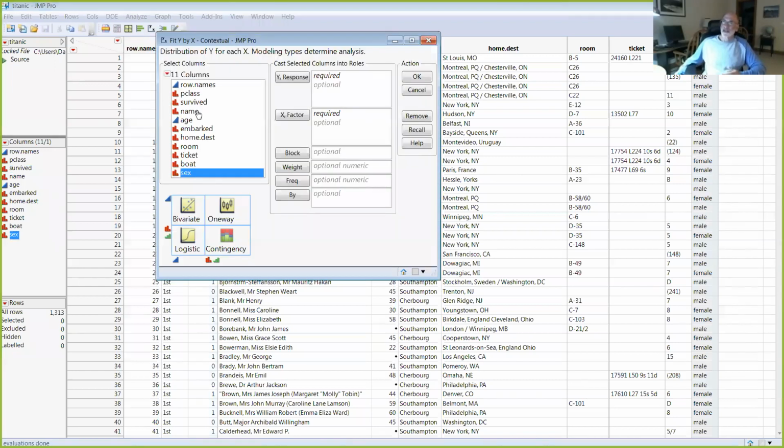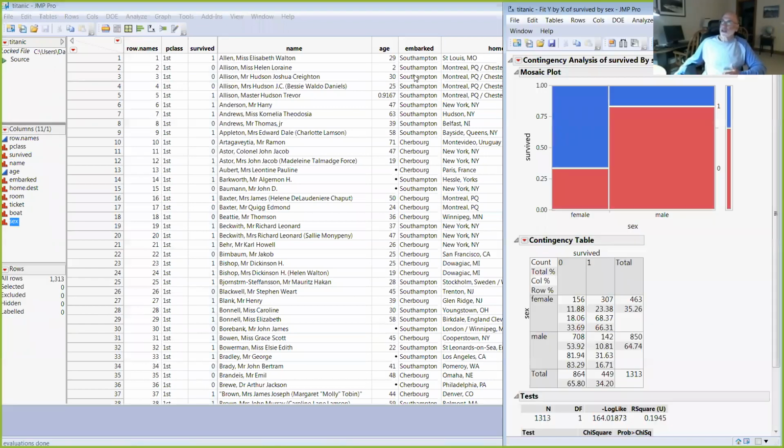And this is simply a contingency table because they're both nominal variables. You run that contingency table, you find out for the females 66% survived, for the males only 17% survived.